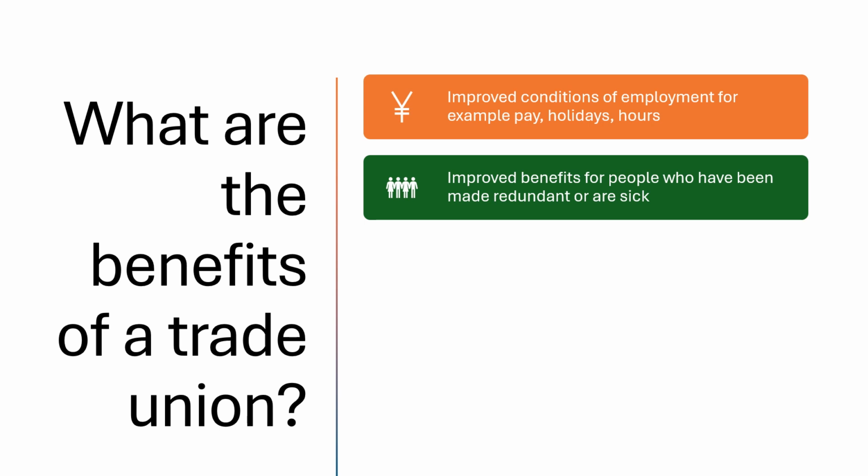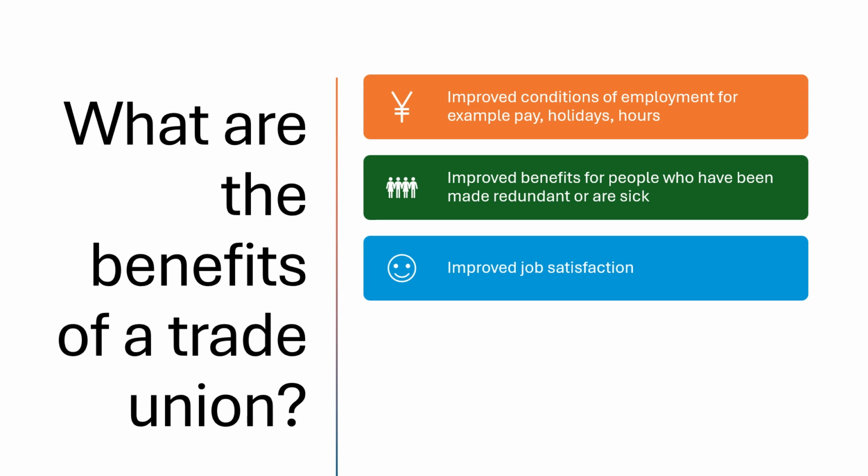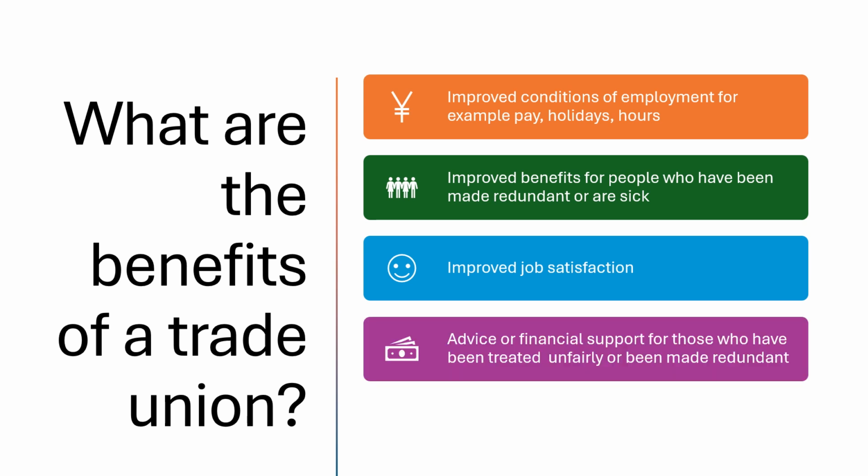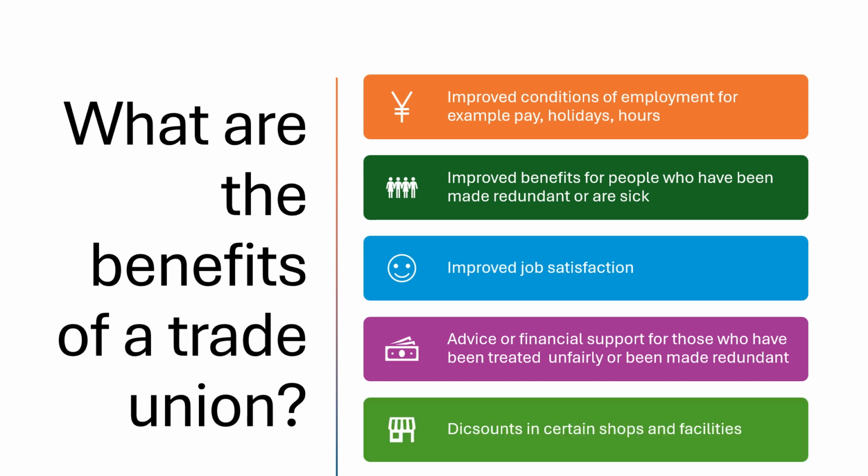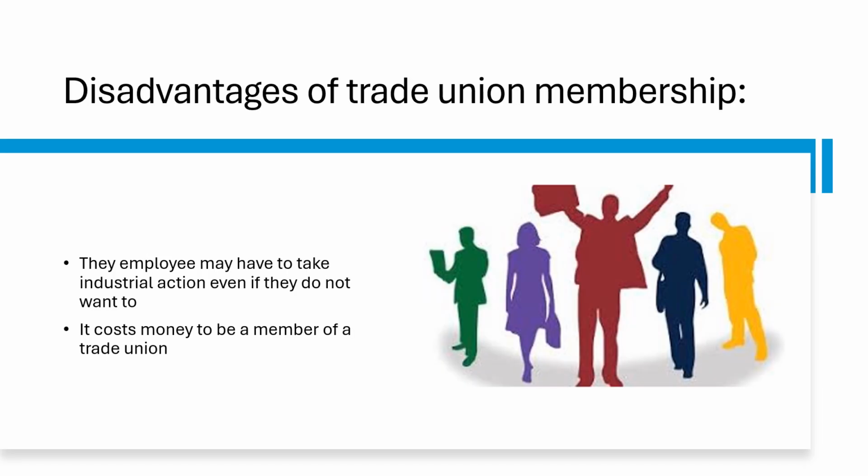They'll have improved benefits for people who have been made redundant or are sick and can't work as a result of that. They will have improved job satisfaction. They will get advice or financial support if they are being treated unfairly or have been made redundant. And they will get discounts in certain shops and facilities. Now, what are the disadvantages of having a trade union membership? The employee may have to take industrial action, even if they don't want to. It's going to cost them money to be a member of a trade union.